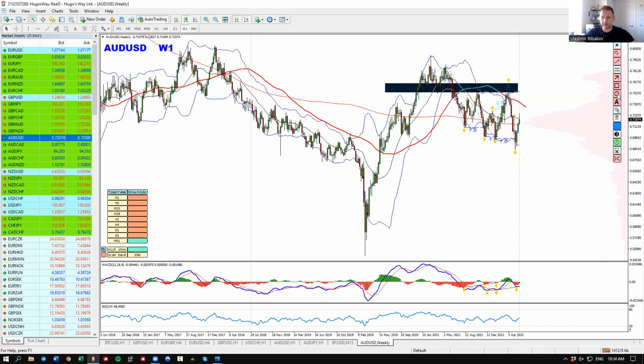After this harami structure here, we see 3 higher highs, higher lows. We can argue about this, how valid this harami is, but it's an inner candle after which we saw 3 higher highs, higher lows taking place. Now we're back to the massive volume area.